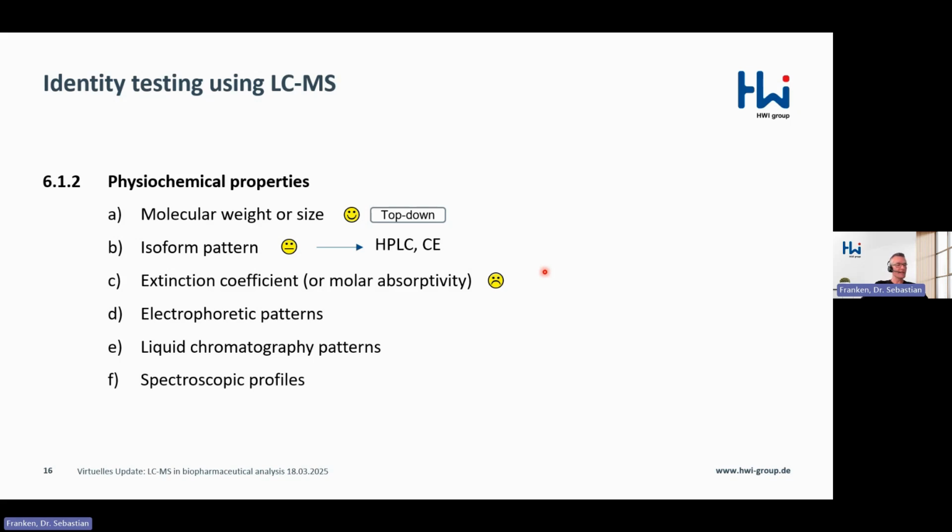Extinction coefficient is nothing that we do with MS. It is done by the spectrometer, of course. Electrophoretic patterns, I would say SDS-PAGE and CE is the technique of choice here. Okay, LC patterns, of course, in the top-down mode, for example, we get the LC pattern in an LC-MS setting. Yeah? And spectroscopic profiles, again, is something that we address with spectrometers.